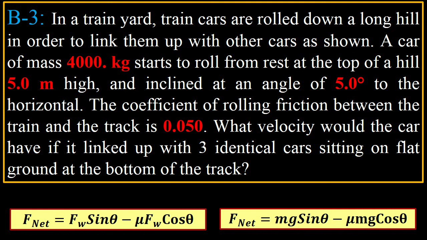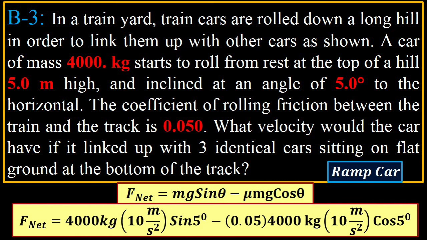So we're talking about 4,000 kilograms. That's the single car. Remember, we're trying to find the net force of the individual car, which is 4,000 kilograms. So it's going to be 4,000 times 10 times the sine of 5 minus the quantity mu mg cosine theta. And there it is. So plug that into your calculator: 4,000 times 10 times sine 5 degrees minus 0.05 times 4,000 times 10 times cosine 5 degrees. And that's going to give you the F net. So do that in your calculator. Try to do that before the next slide comes up.